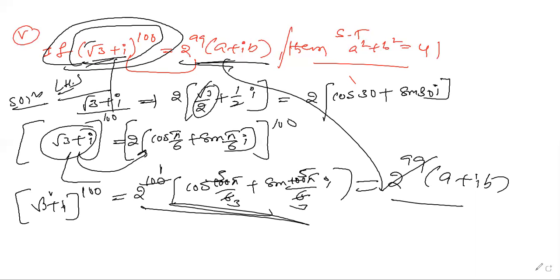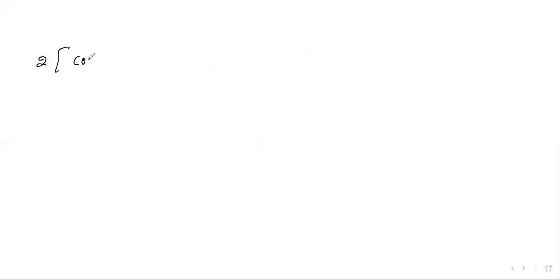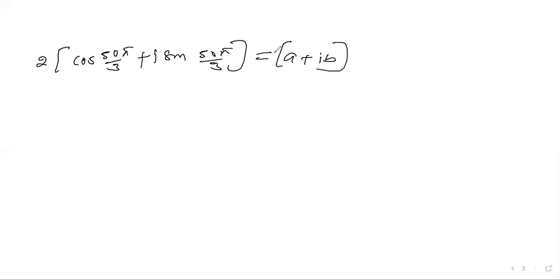The rest of the terms I'll write on the next page. On the LHS what we're going to get is 2 into (cos 50 pi by 3 plus i sine 50 pi by 3). Am I clear? This equals a plus ib. Clear or any doubt? Please confirm to me.